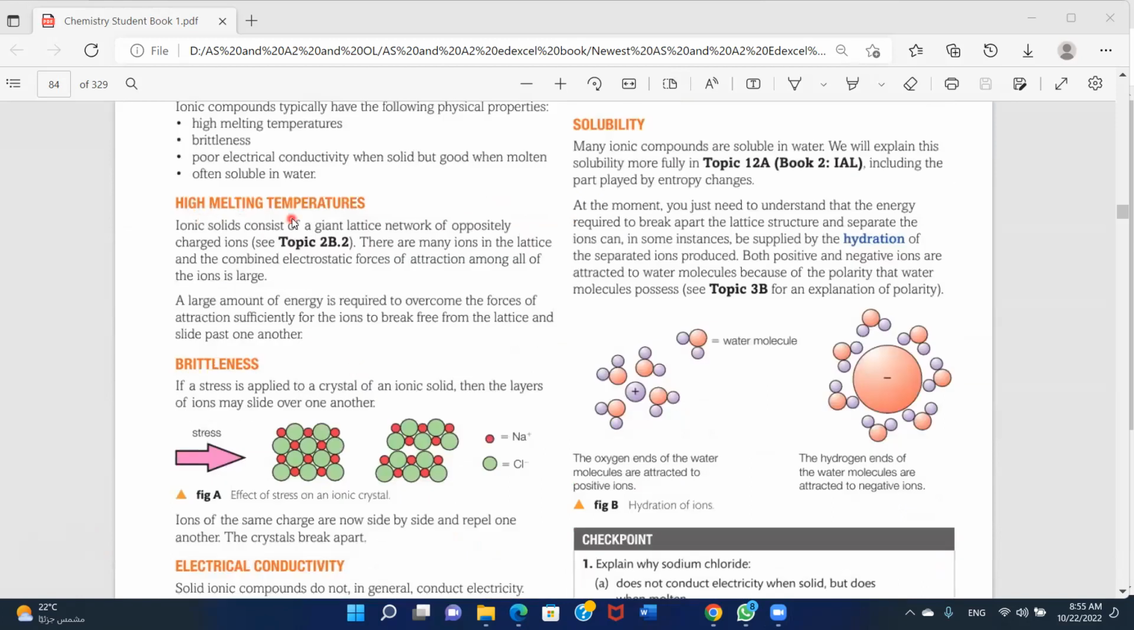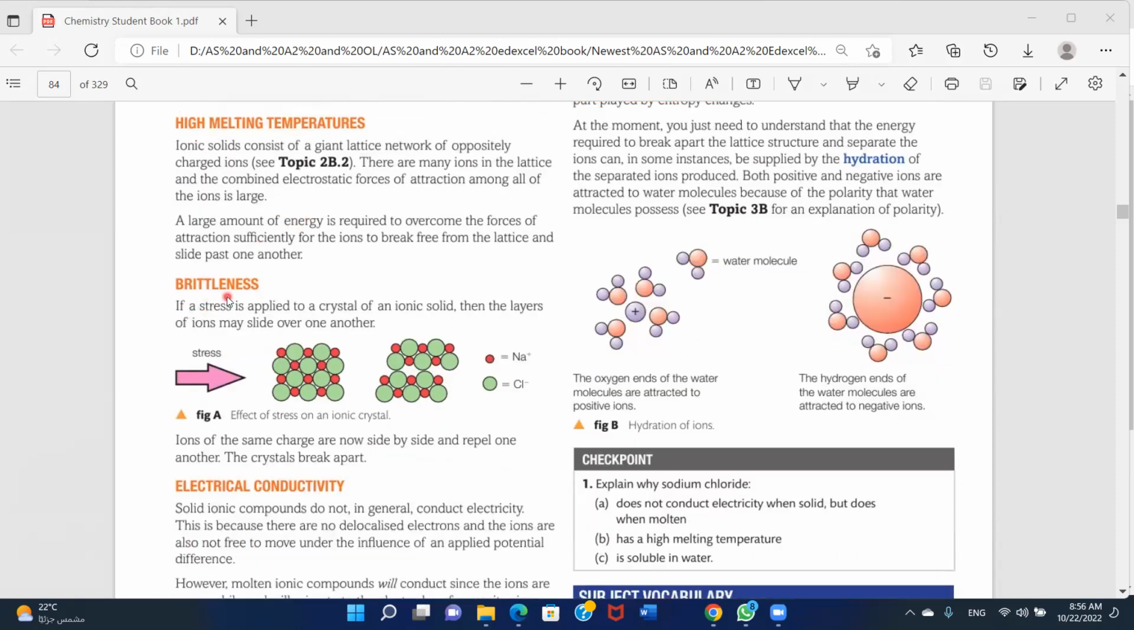Of course, ionic compounds have high melting temperatures because we said that the electrostatic attraction force between the positive ions and the negative ions is too strong. So it requires a big amount of energy to break the bond between the positive ion and the negative ion. That's why all ionic compounds, as they have a giant ionic structure, have high melting temperatures, required to break the bonds between all these positive and negative ions.